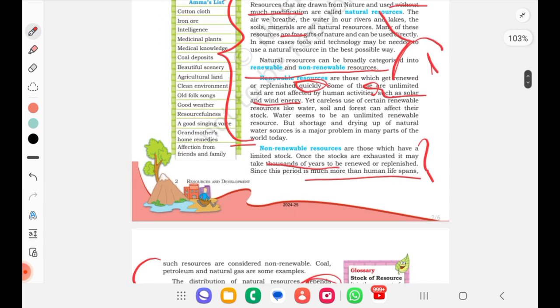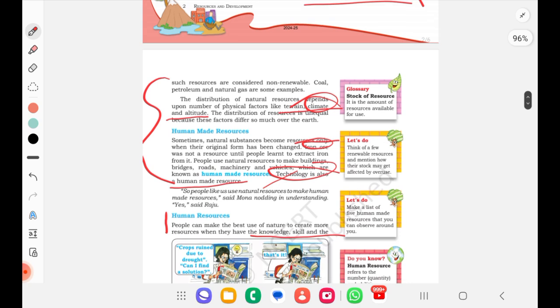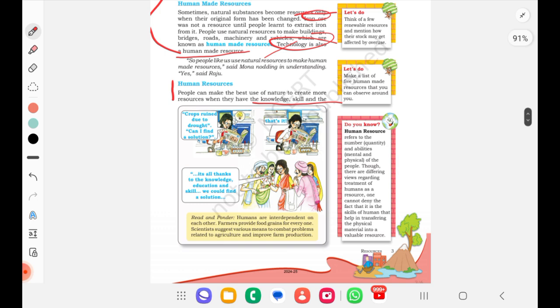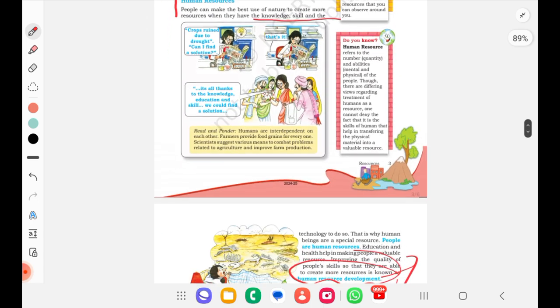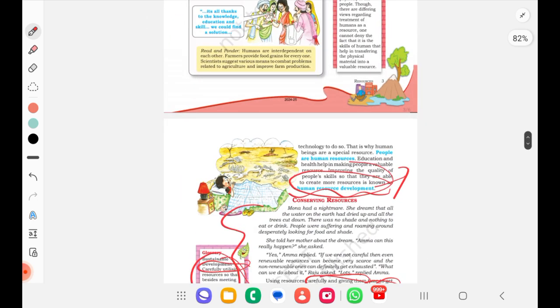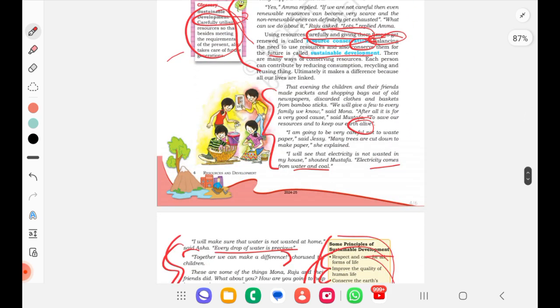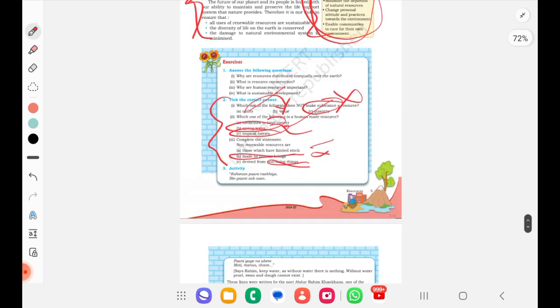Then we have man-made resources, like iron ore, from which we have to extract and build, and even technology is a man-made resource. Then human resource: a human with his skill and everything is a resource, and we have to develop that. That is called human resource development. And we have to conserve resources. That means using carefully, and also preserving or conserving for the future is called sustainable development. So that's all for today.